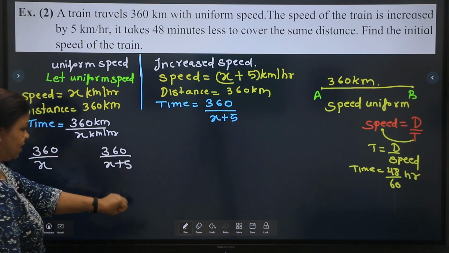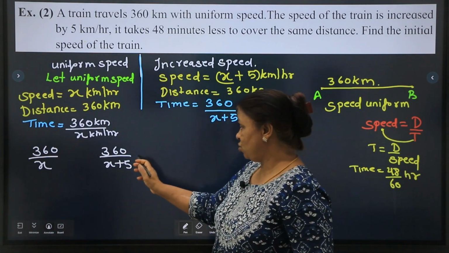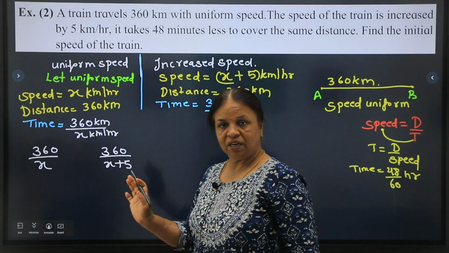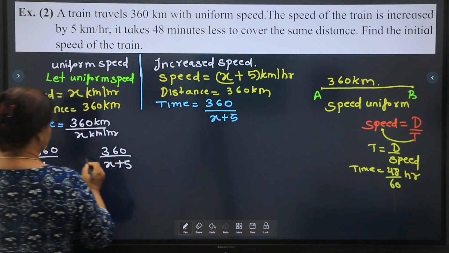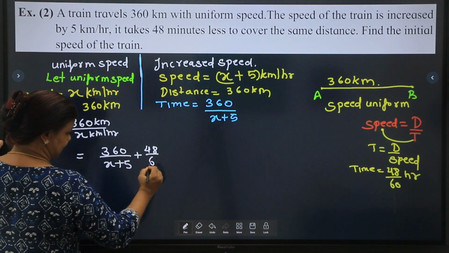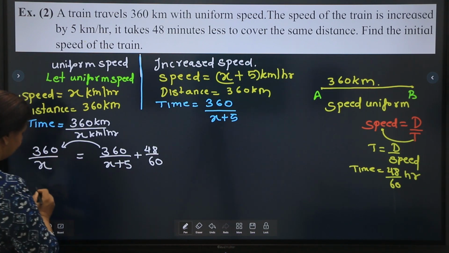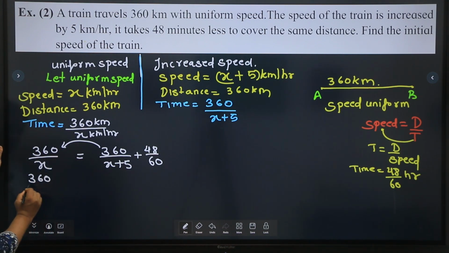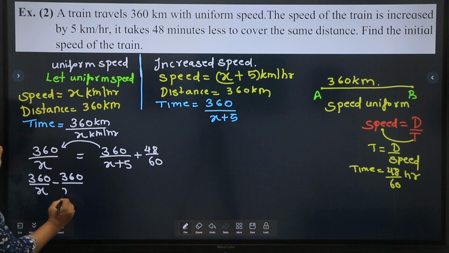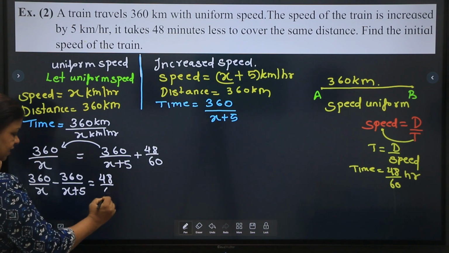Here 48 minutes less and here 48 minutes more. If I want to equal them, what should I do? Either I should increase here 48 minutes or I should decrease here 48 minutes. So let us increase here. Then only I can equal them. Plus 48 upon 60. Let me take this quantity here. So what will I get? 360 upon x minus 360 upon x plus 5 is equal to 48 upon 60.